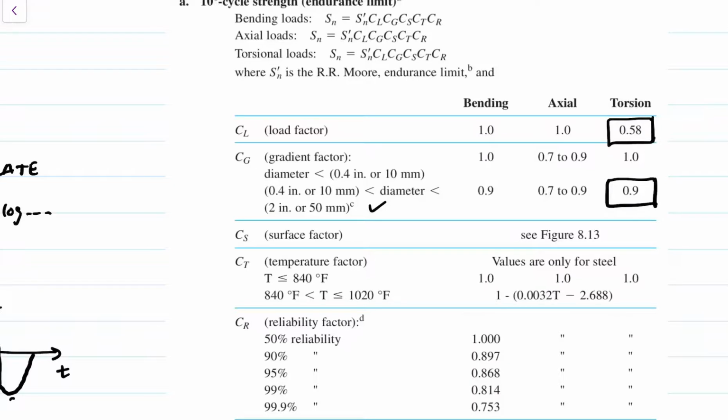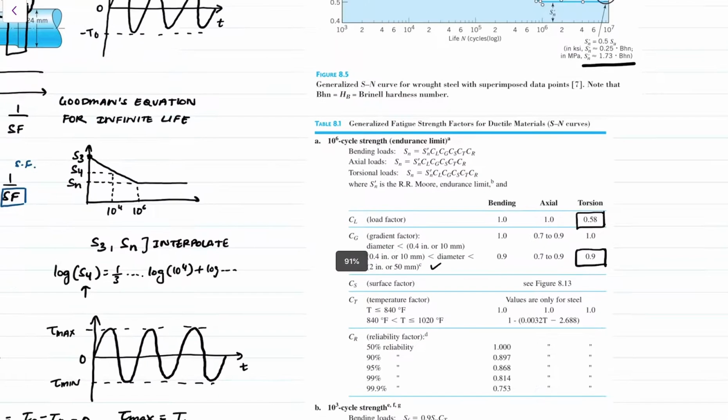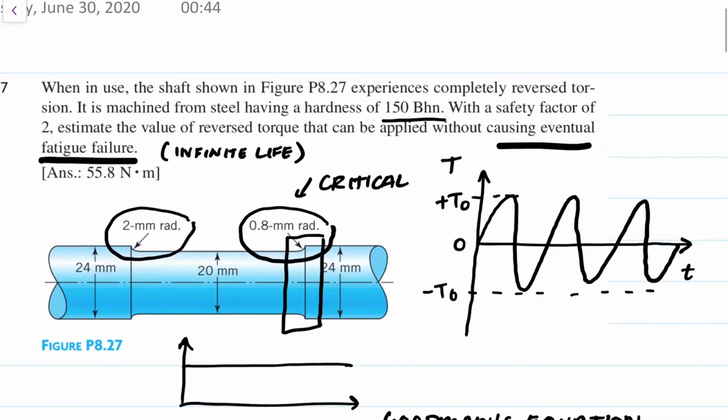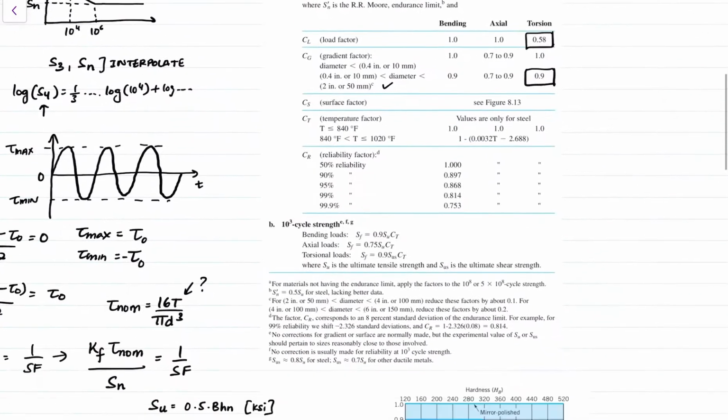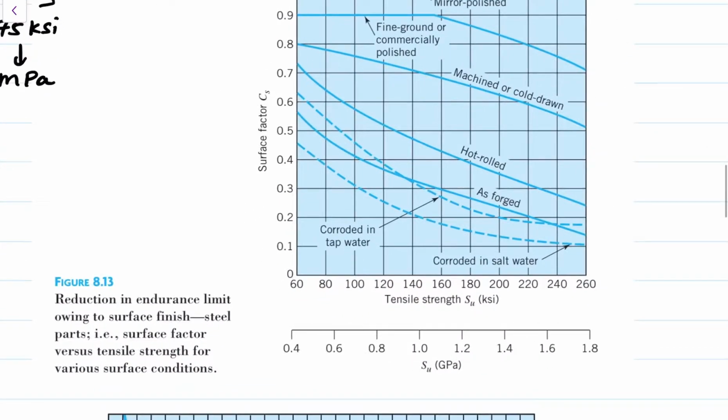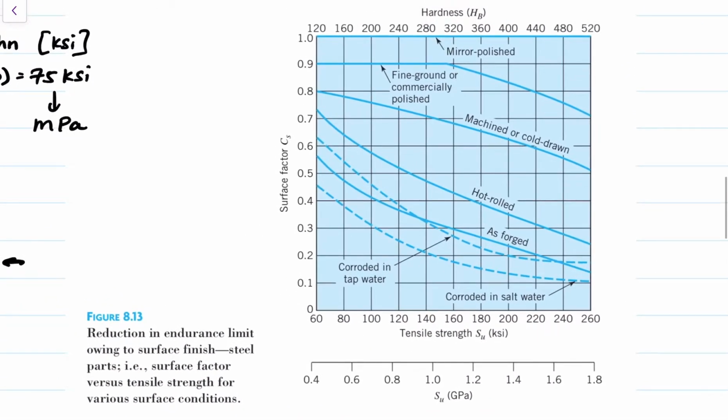Then the surface factor, we have to look at figure 8.13. The question says we have a machined part. So 8.13 is this plot, right? We're dealing with a hardness of 150 and it's machined. So 150 is approximately here, and this is our machined line, machined or cold drawn. So I'll take that to be 0.78.